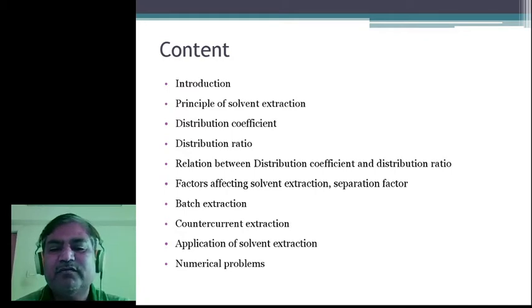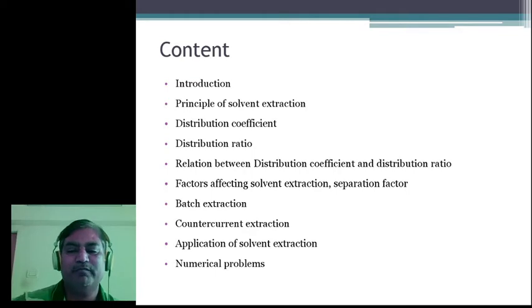We are going to discuss distribution coefficient, distribution ratio, relationship between distribution coefficient and distribution ratio, factors affecting solvent extraction, separation factor, batch extraction, countercurrent extraction, application of solvent extraction, and some of the numerical problems.